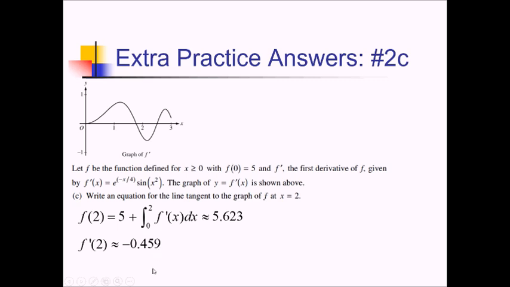Now putting all this into point slope, I have y minus the y value 5.623 equals m, the m value of negative 0.459 times x, parentheses, x minus the x value they gave us of 2. And there's no need to simplify. There's our tangent line.